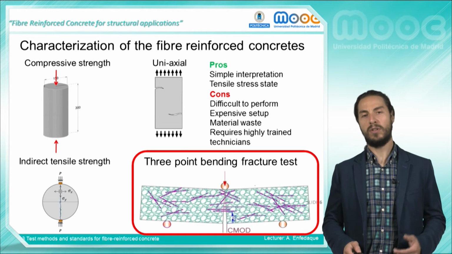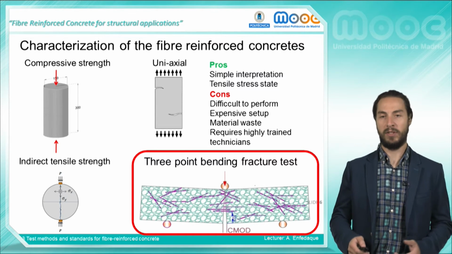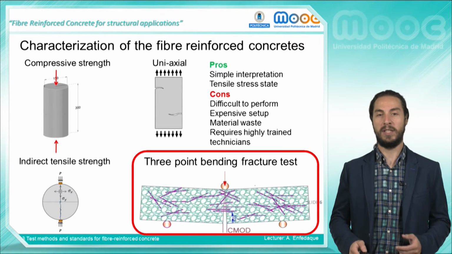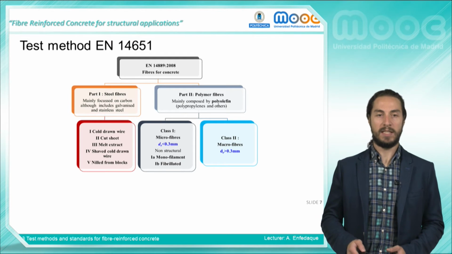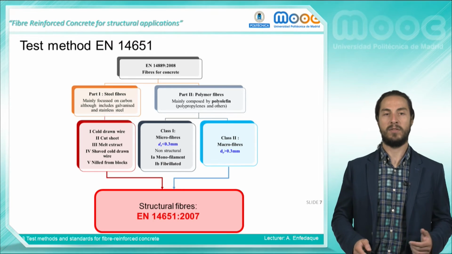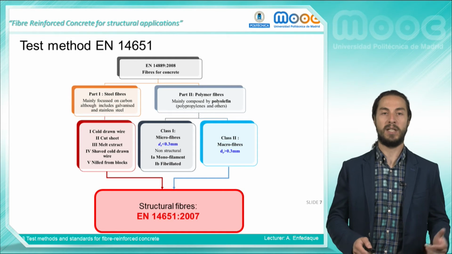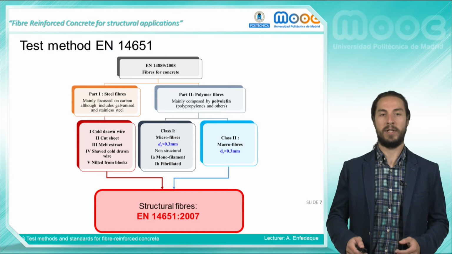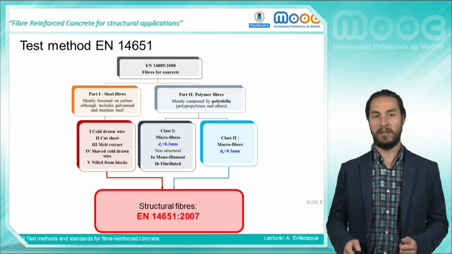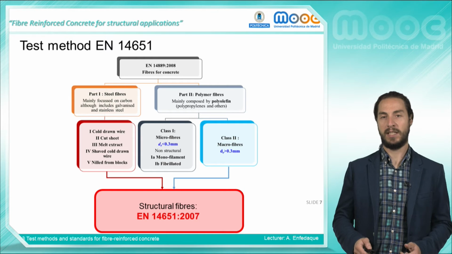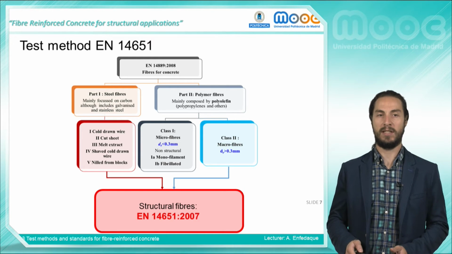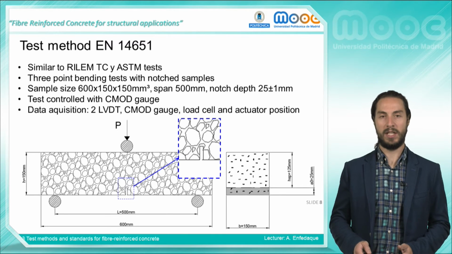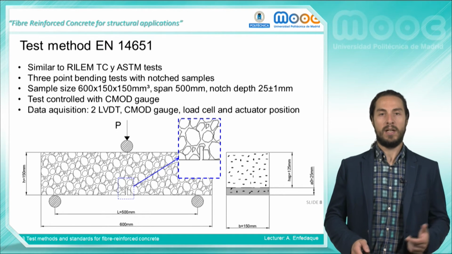Due to all these reasons, the test that is commonly performed in order to study the influence of the fibers in the concrete is the three-point bending test performed on notched samples. Such a test is carried out to determine if the steel fibers or the polymeric macrofibers can be considered in the structural design of the concrete element. The European recommendation that establishes the procedure is EN 14651, which was approved in 2008. This test is similar to the test proposed by the RILEM Association test method.